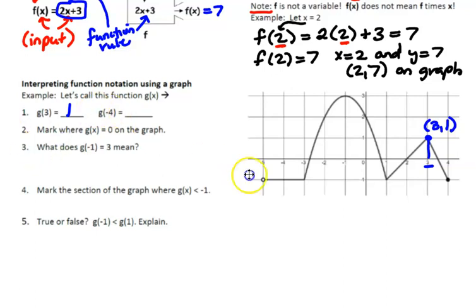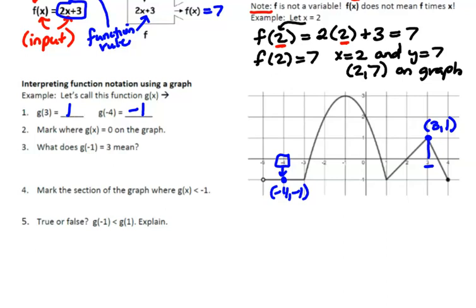g of negative 4 is this x value right here. We go find the corresponding point on the graph. That's the point negative 4, negative 1. So g of negative 4 is negative 1. So that's how you read function notation.